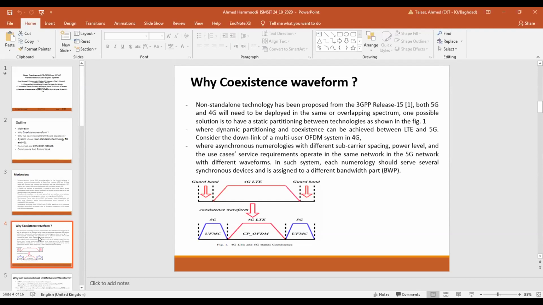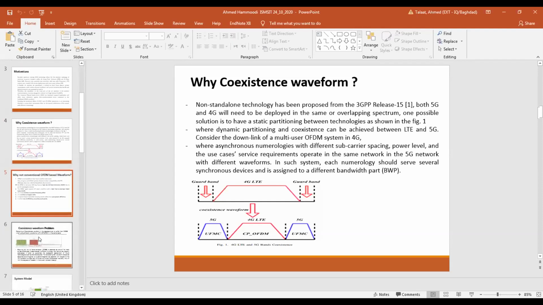But the main problem in these techniques is that you should use a smart waveform to reduce the out-of-band emission, with asynchronous numerologies of different subcarrier spacing, power level, and use case requirements operating in the same 5G network with different waveforms. In such systems, each numerology should serve several synchronized devices and access different band parts.